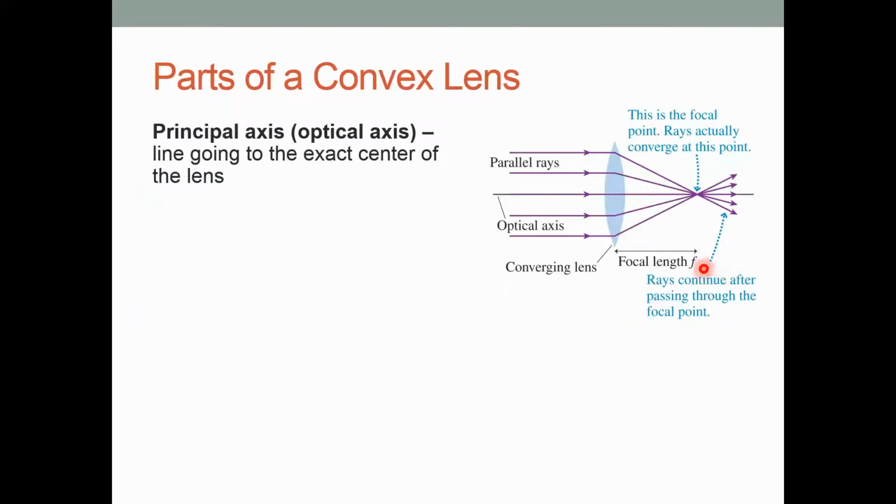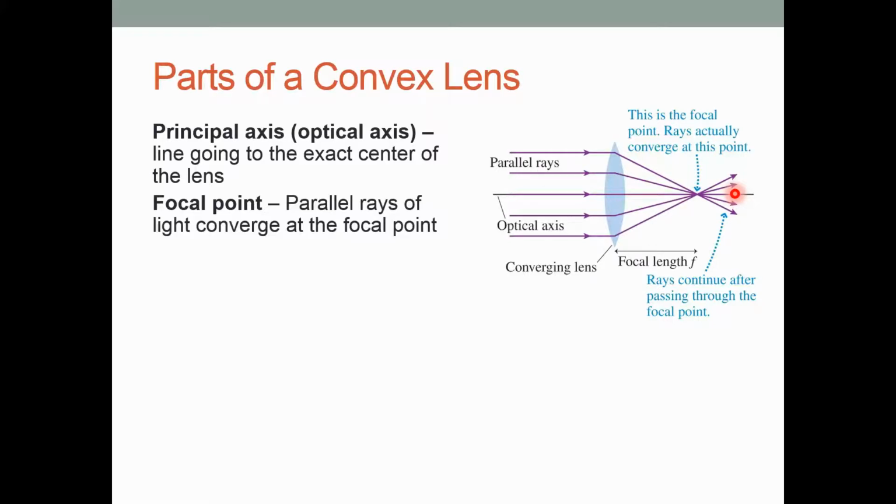A convex lens has, just like mirrors, some parts that are similar. We have the optical axis straight through the center. We also have a focal point. Now there are two focal points on a lens, but the main focal point for a convex lens is on the opposite side. This is where, if parallel light came through, it would all converge to that focal point.